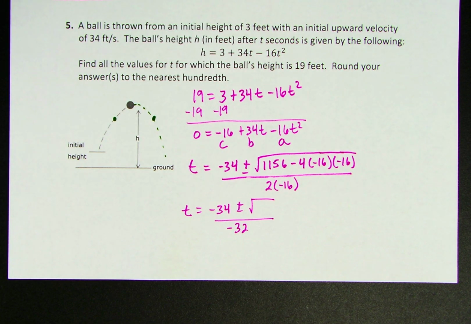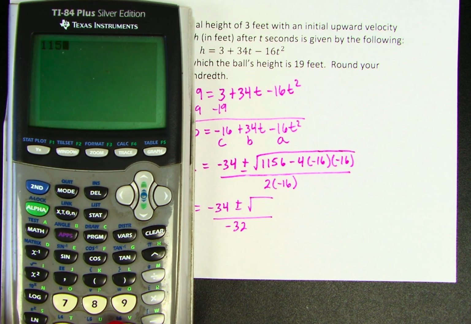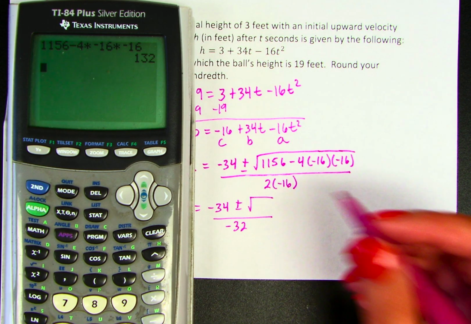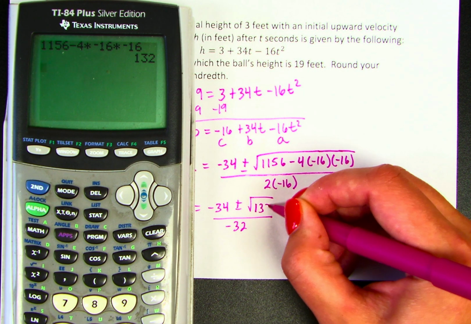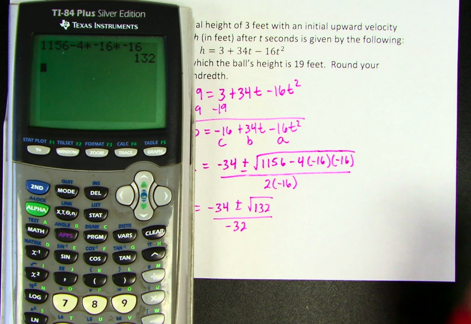Okay. So I'm just typing in what's underneath the radical, not including the radical. And I'm using my negative key for those negative numbers. So this is 132. Okay. Now, because we're going to be rounding, we don't need to worry about simplifying the square root at all. We can just start that calculation. So we will need to separate this.